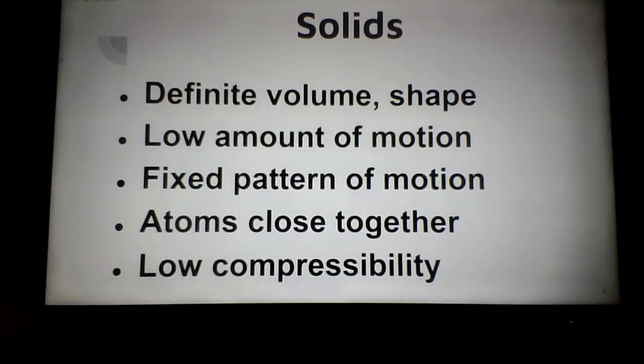Low compressibility, that means we cannot take a solid and squeeze those molecules closer together. They're already as close together as they're going to get. So as we're trying to press and compress things together, we don't have that ability. So in a solid, there's low compressibility.